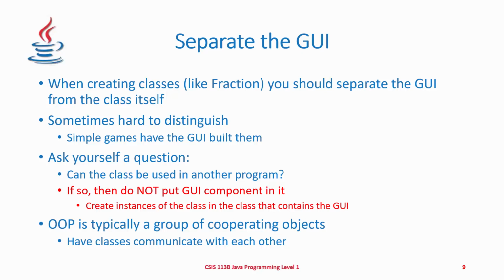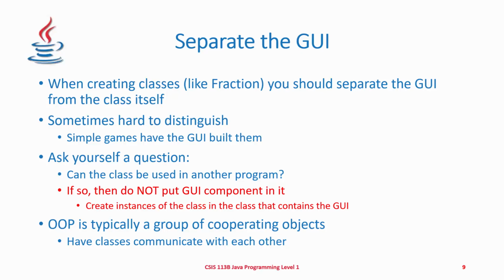So the GUI will have the main method in it, and that's where the program is going to be invoked from. And you'll create instances of your classes inside of that GUI main method. But you don't want to create the class within the same file that you're writing the GUI code in. And there are exceptions to that. There are times when it gets hard to distinguish. If you have very basic games, you could have the GUI built in, but strictly speaking, you really want to create classes separately from your GUIs.